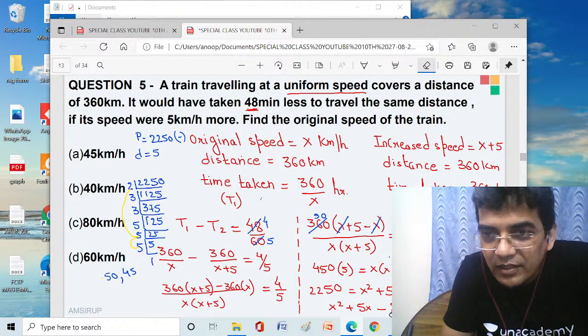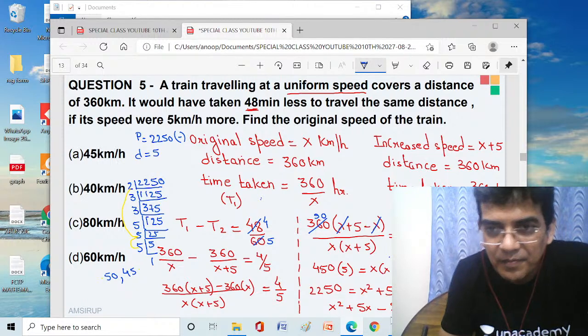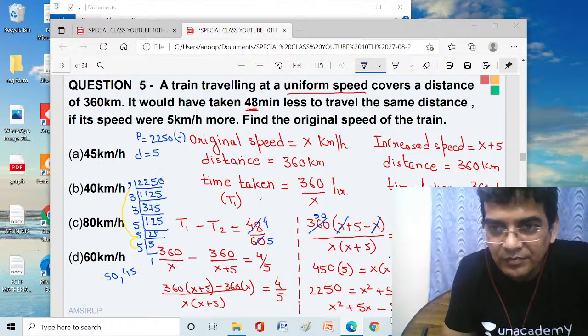2250. Now if you open the bracket, you are getting x squared plus 50x minus 45x minus 2250. If you take x common here, you get x plus 50. Now here you can take minus 45 common, so you get x plus 50. Now x plus 50 is common, so I'm left with x minus 45.